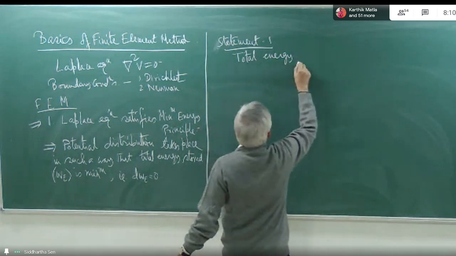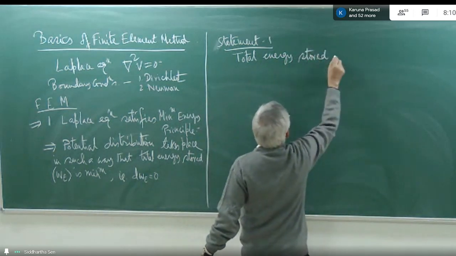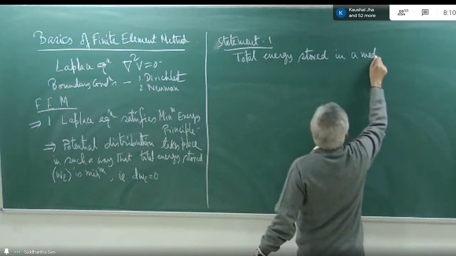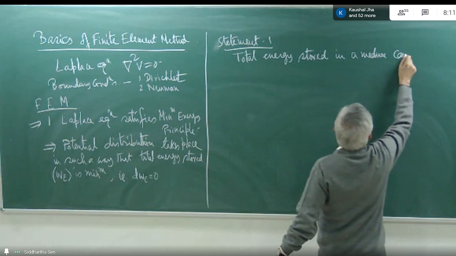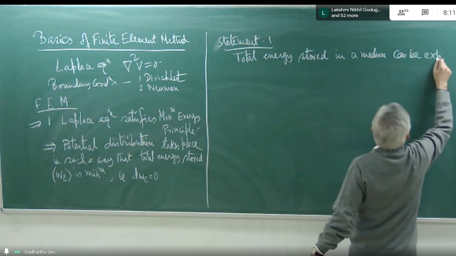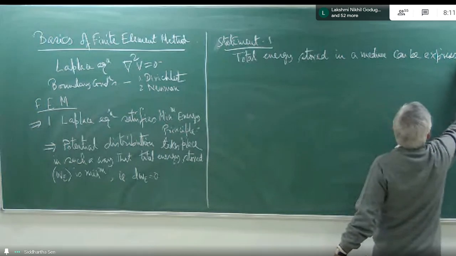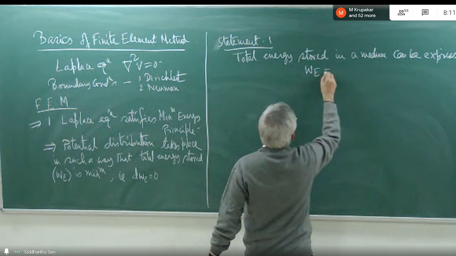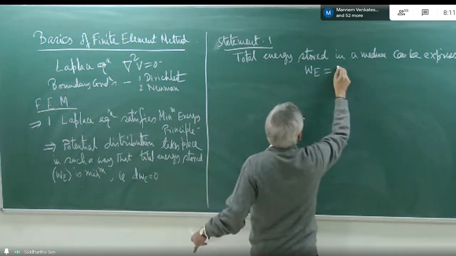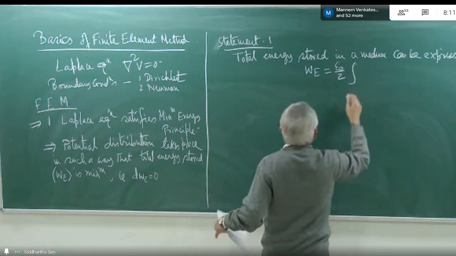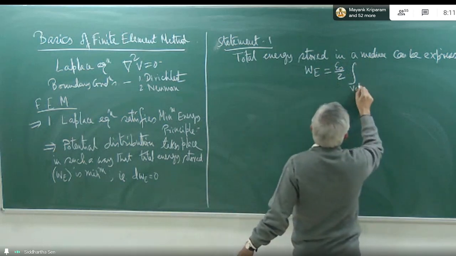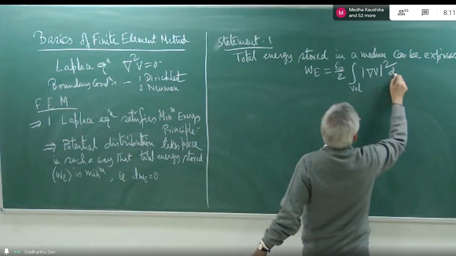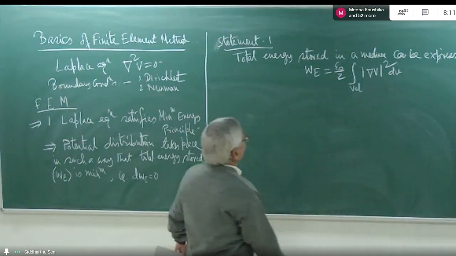Total energy stored in a medium can be expressed as WE is equal to epsilon 0 by 2 volume integral of mod nabla V square dV. dV means the volume there.